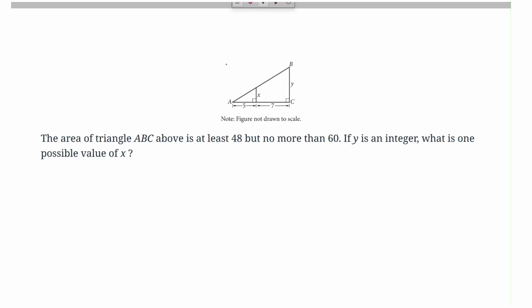In this video we will be solving this SAT math question. So let's see what the question says. The area of triangle ABC is at least 45 but no more than 60. If y is an integer, what is one possible value of x?